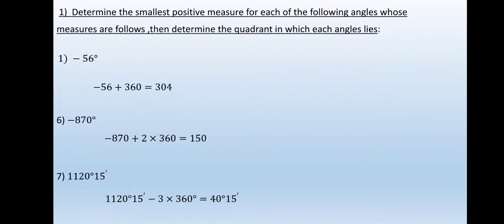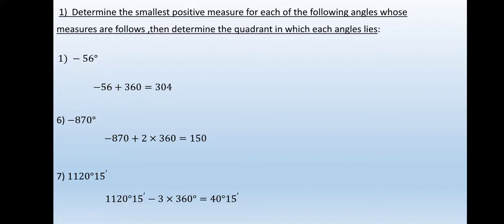Determine the smallest positive measure of each of the following angles. Number 1, negative 56 degrees. We have a negative angle. If we have a negative angle, we add 360 to get a positive angle. It can't stay negative, so we add 360. Then the smallest positive angle for this one is 304.